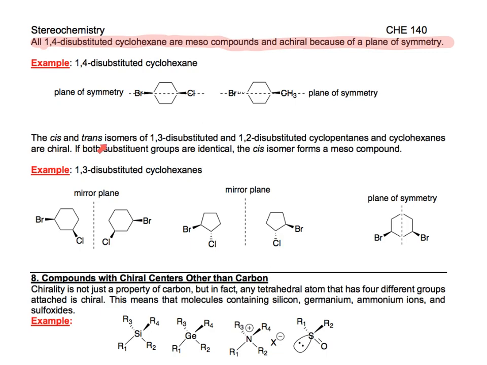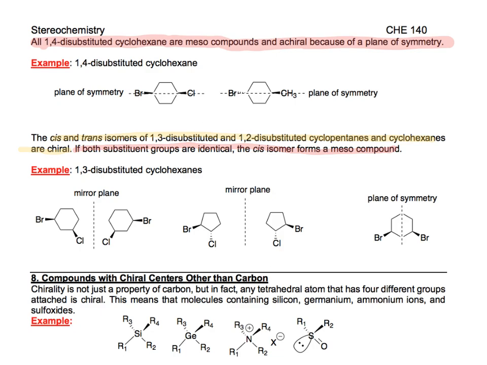Now, when we've got cis-trans isomers of 1,3 disubstituted and 1,2 disubstituted cyclopentanes and cyclohexanes, these guys are chiral, so I want to keep that in mind. Cis and trans isomers are chiral. If both substituents, though, are identical, so this is a little bit different, if both substituents are identical, the cis isomer forms a meso compound. So we've got some examples below.